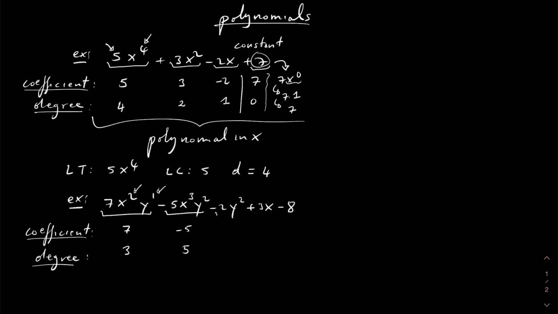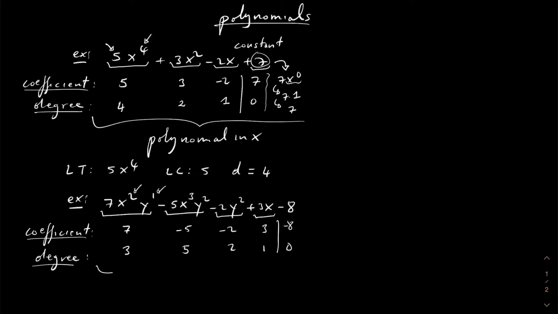Next, it's going to have a coefficient of negative 2, and a degree of 2. Next coefficient is 3, degree is 1, and as usual, the negative 8 is a constant, so the coefficient here is negative 8, or the constant is negative 8, and the degree for this one here is going to be 0.